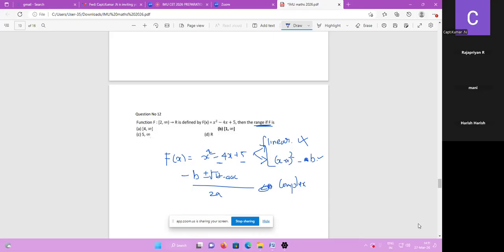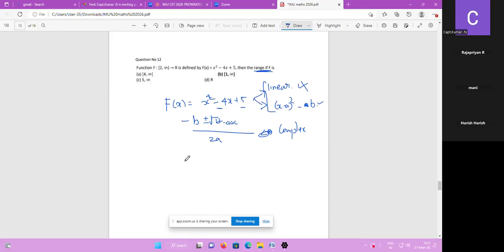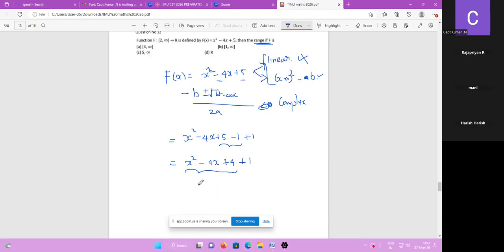So I can't find a linear part. So now what I do is I try to achieve this as a whole function. How would you do it? I just subtract 1 and add 1. Okay, so this means what? x square minus 4x becomes plus 4 plus 1. Now what is this? (a minus b) whole square, where a is x, b is 2. This becomes (x minus 2) whole square plus 1.